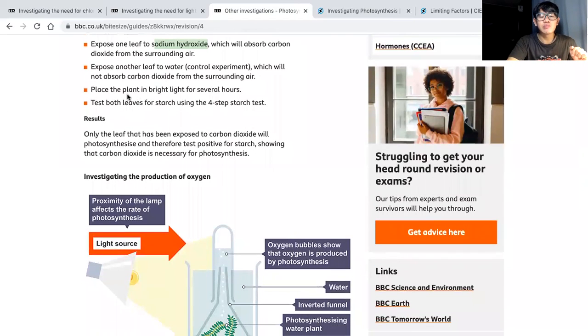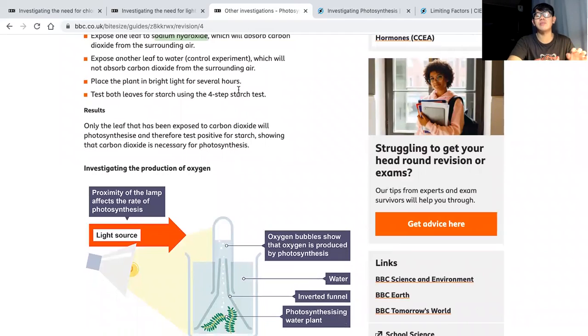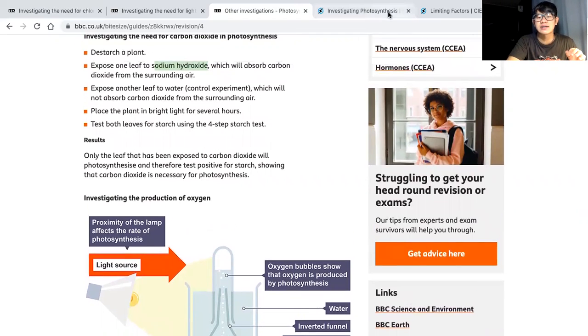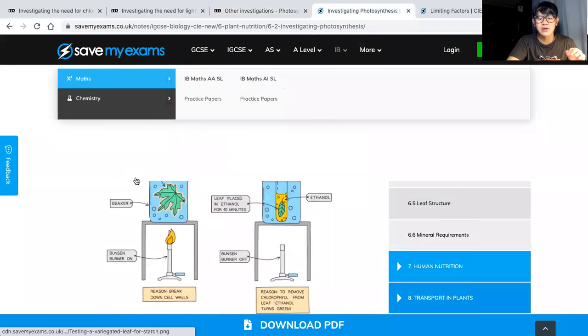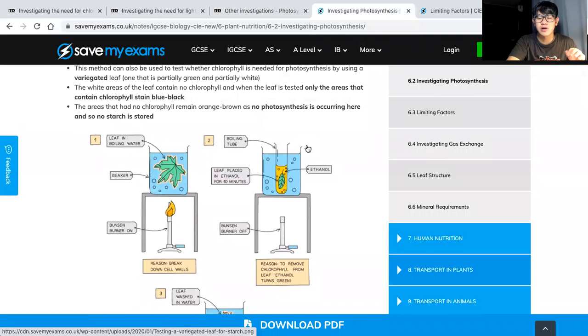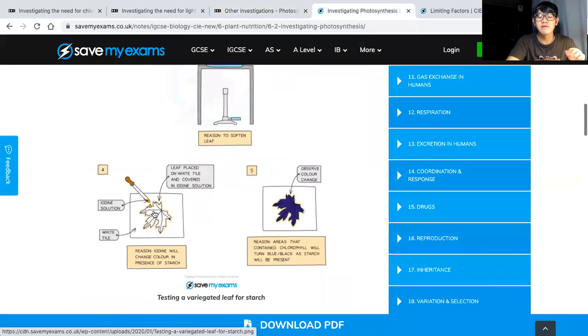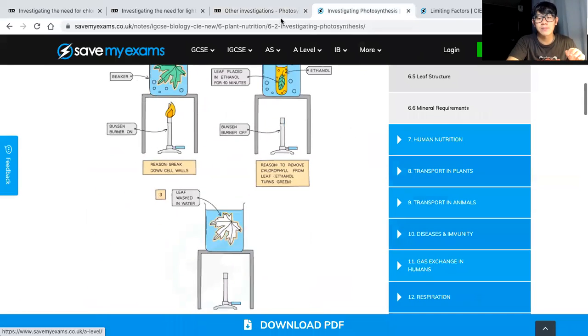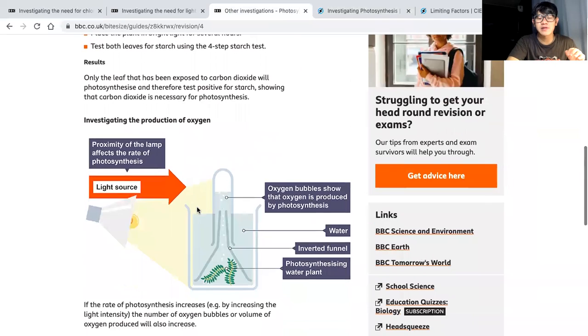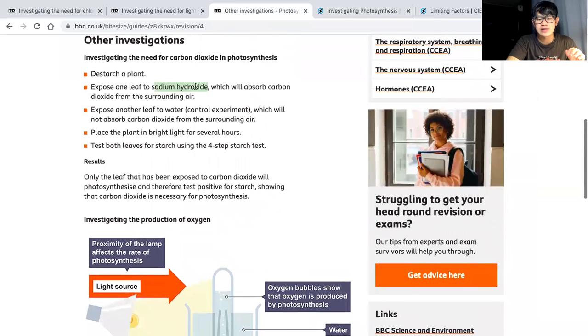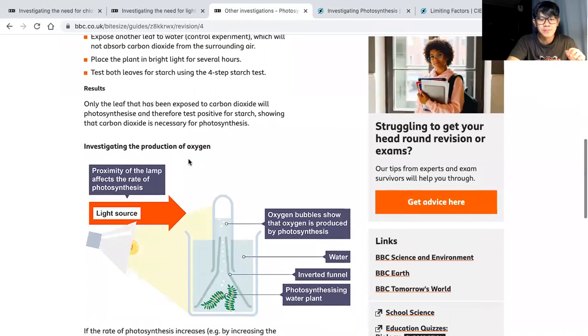And then you place the plant in bright light, and then lepas itu you do the same thing, the starch test steps, balik semula yang ini tadi. One, two, three, four, five, the fifth step. But this time what they have done is they remove the carbon dioxide. Okay, and that's one way.